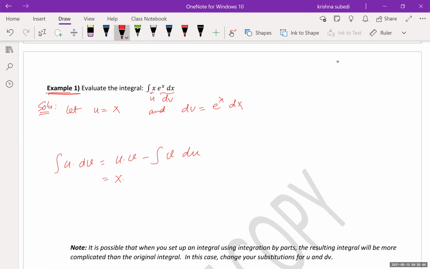Now v, what is v? We don't know. What we know is dv, but we don't know v. How can you get that? Well, what you can do is integrate both sides. Integrating both sides, you're going to get integration of dv equals integration of e to the x dx. So this gives me integration of dv is v.